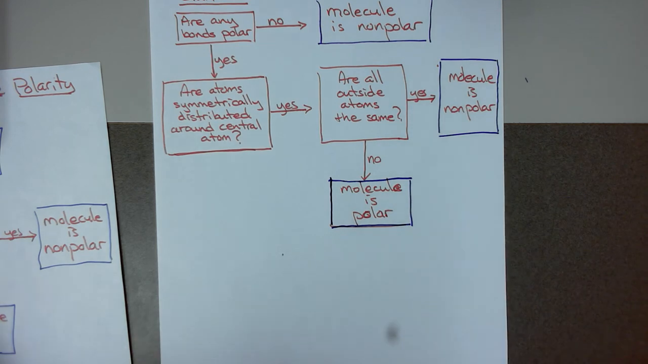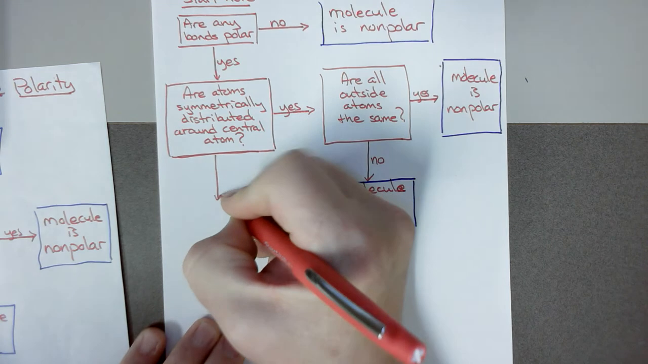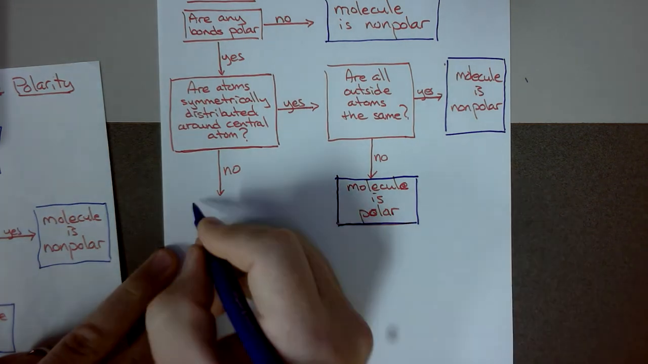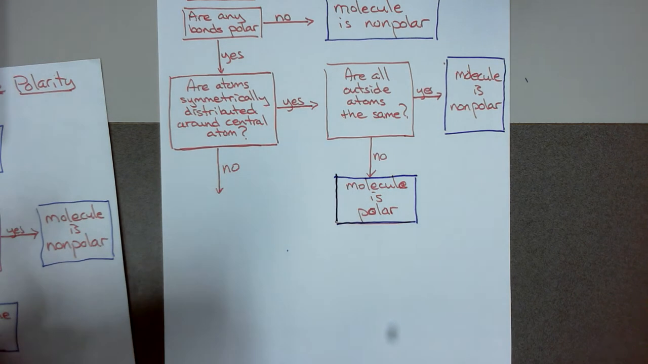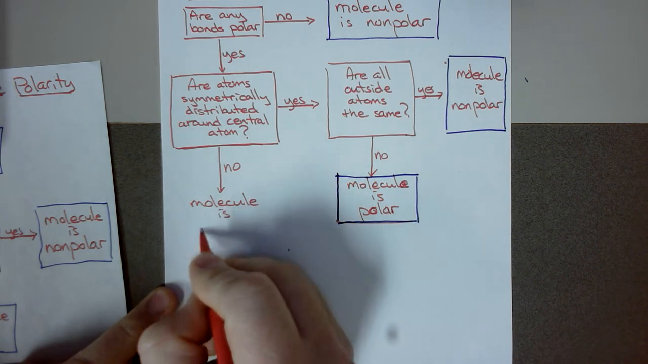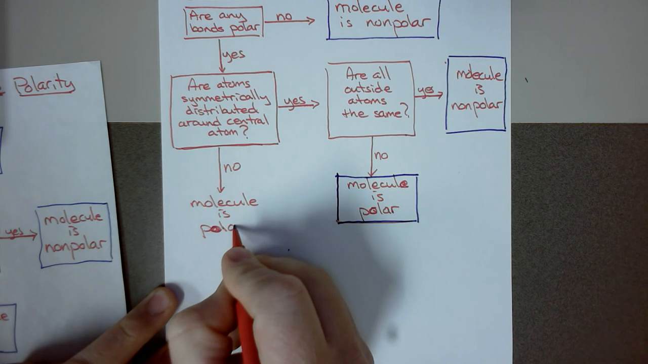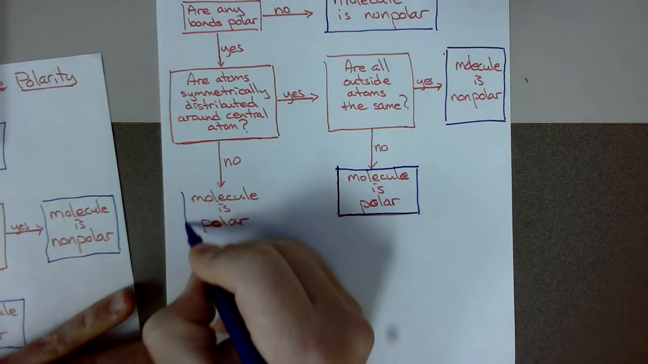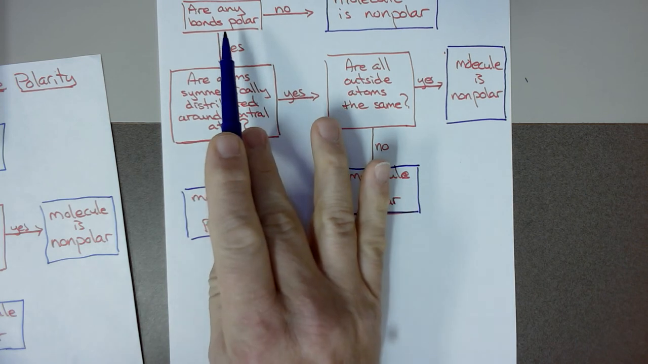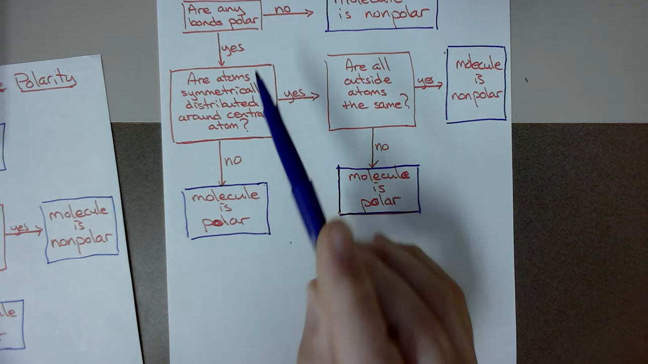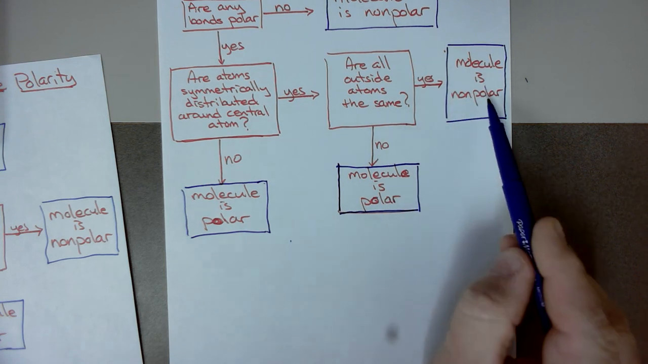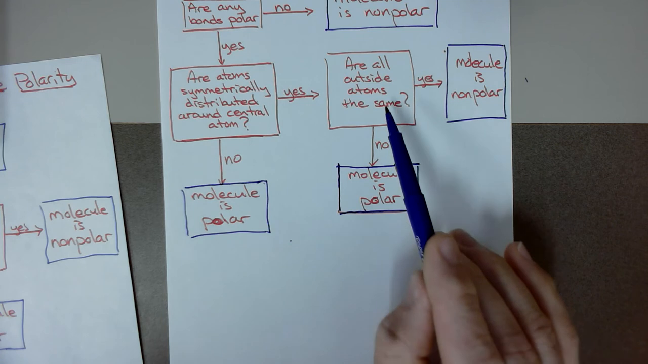So back over here, if they are not symmetrical, so if your decision is no, they're not symmetrical, then the molecule is polar. So if you have polar bonds and it's not symmetrical, then it's going to be a polar molecule. If you have polar bonds and it's symmetrical and all the outside atoms are the same, then it's a nonpolar molecule. If the outside atoms are not the same, then it's a polar molecule.